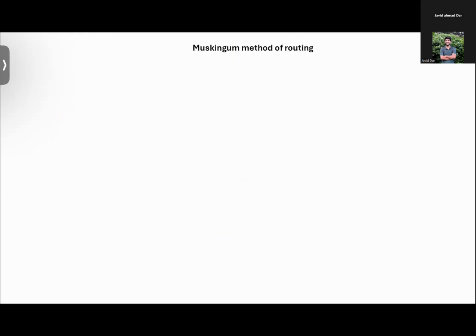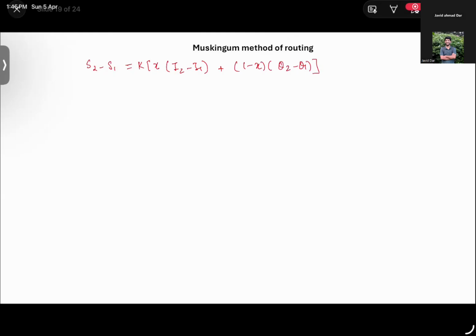If not, then I will go to the next topic, which is using the same equation for routing. Now we can write the above equation as plus (1 minus x)(q2 minus q1). And the same thing we can express this from the continuity equation that we have.